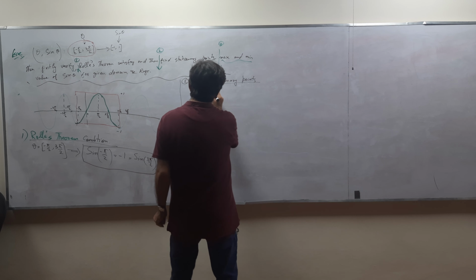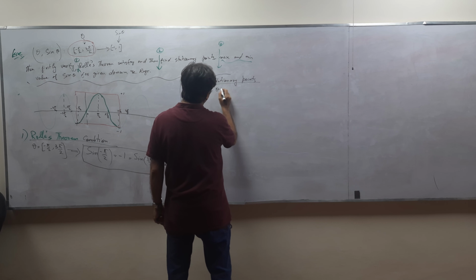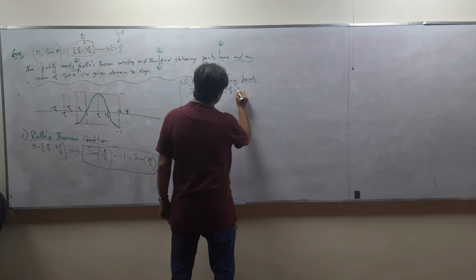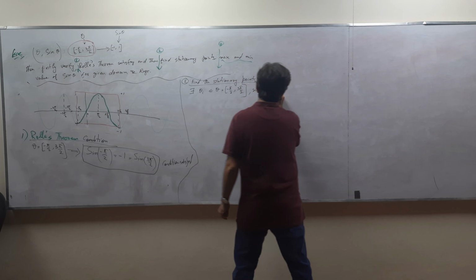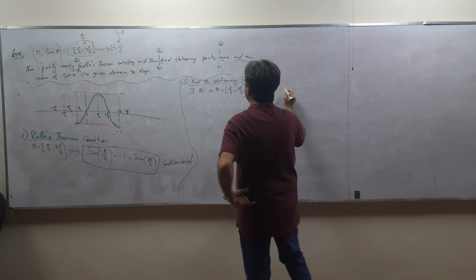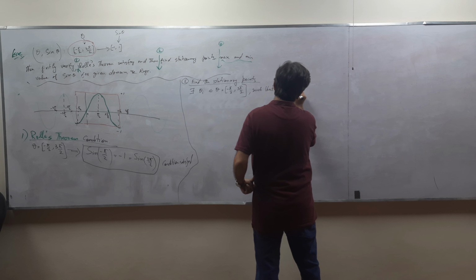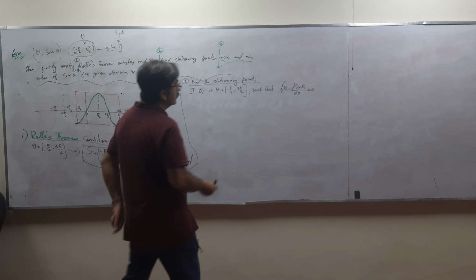So there exists some c in the theta range, where theta has the domain minus pi by 2 to 3 pi by 2, such that the derivative of f at c is 0.